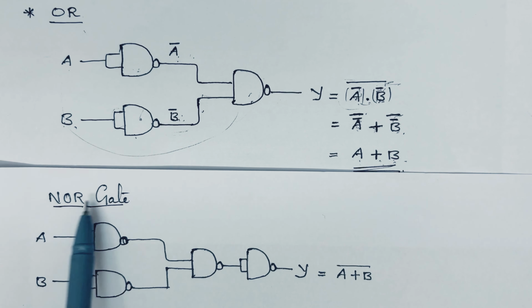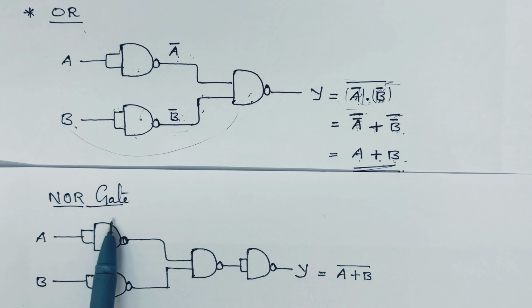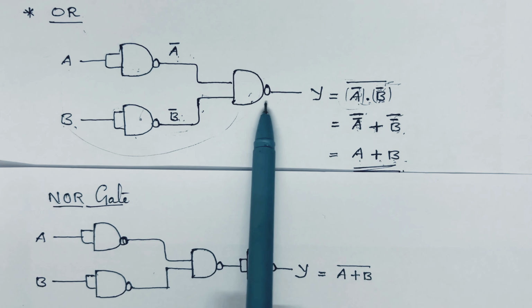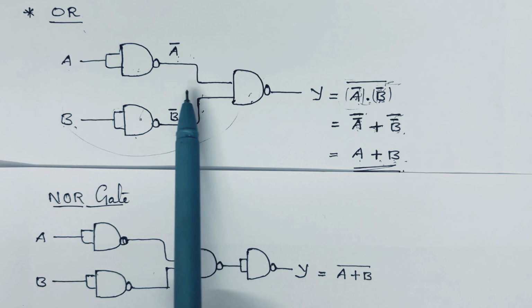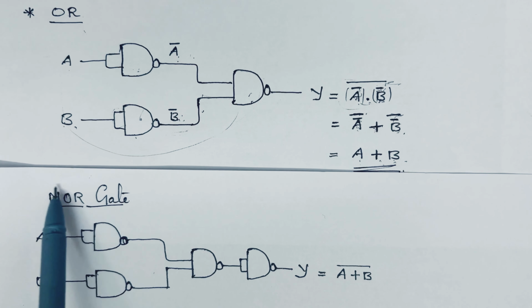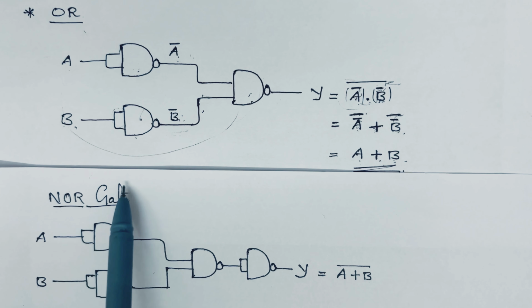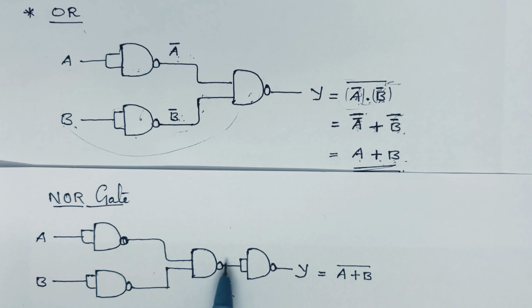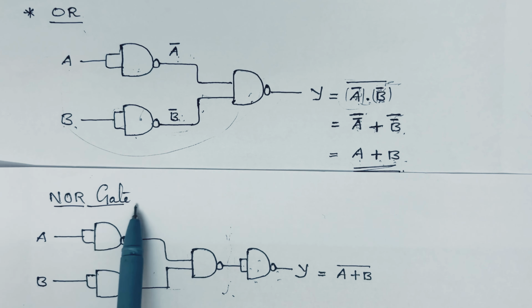Now the next gate is the NOR gate. That means we want a NOR gate using NAND gates. Here we studied the OR gate using NAND gates, and we can relate the OR gate and the NOR gate. A NOR gate is actually an OR gate plus a NOT gate. So till here it is the OR gate, and the output of the OR gate we connect to one NOT gate, using a NAND gate. So the entire circuit will act as a NOR gate. That means the OR gate using NAND gates is connected to one NOT gate using a NAND gate. This is OR plus NOT, which is nothing but the NOR gate.